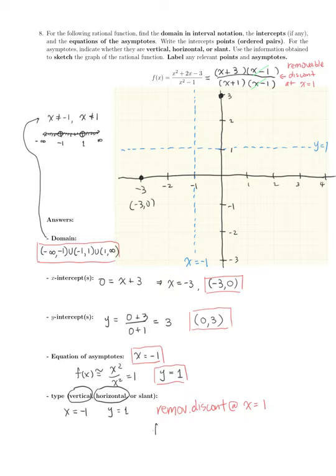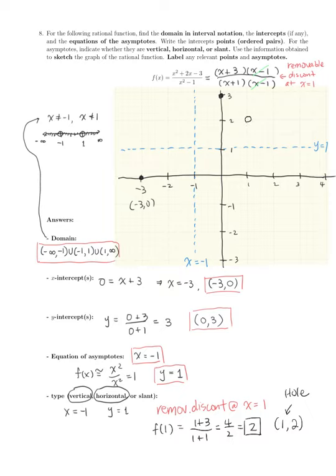So here, we're going to have f of 1. This is going to be 1 plus 3 over 1 plus 1, so this is going to be 4 over 2. So it's going to be 2. So when x equals 1 and y equals 2, there is going to be a hole there. So this is going to be the hole. All right, so 1, 2, that will be right here.